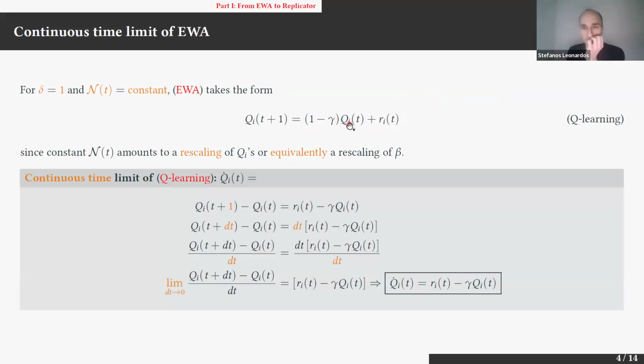Okay, let's try to derive. I don't know if there are any questions or any objections up to now. All right, if something comes to mind, feel free to jump in.